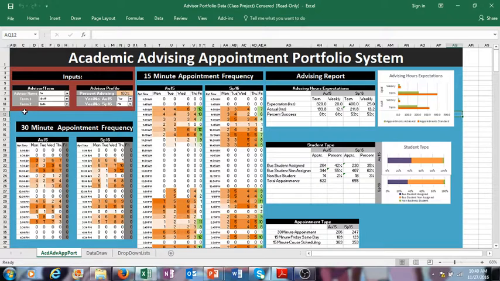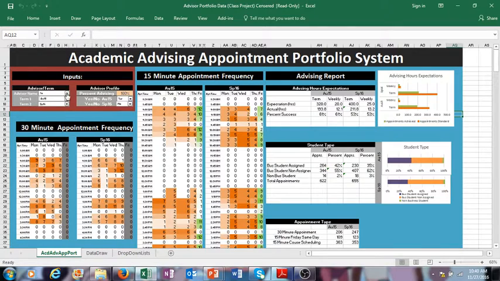term 1 and term 2, whether or not they were teaching, yes or no, for each of those terms, and then the percent of advising, which refers to what percent of time that individual advisor is expected to spend advising. This will change based on what advisor you select and whether or not they're teaching.